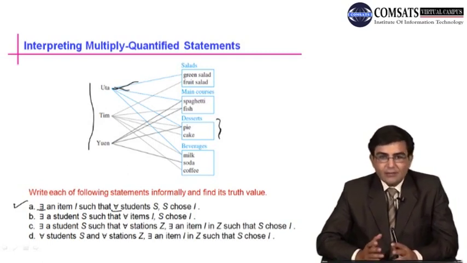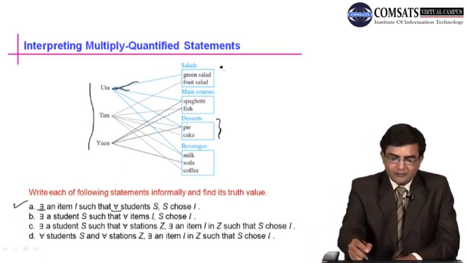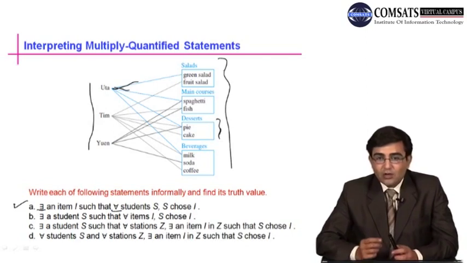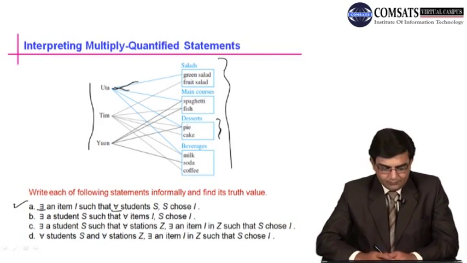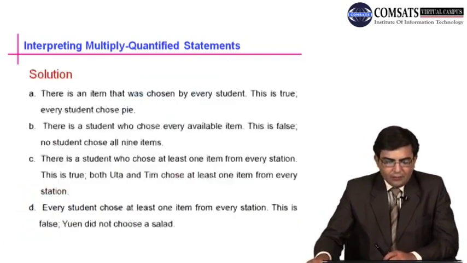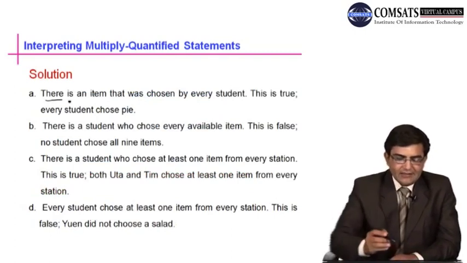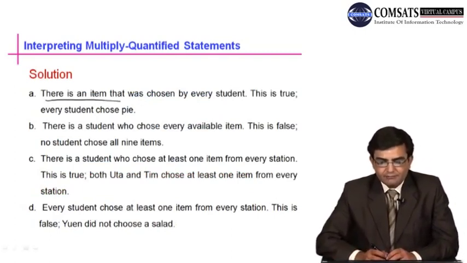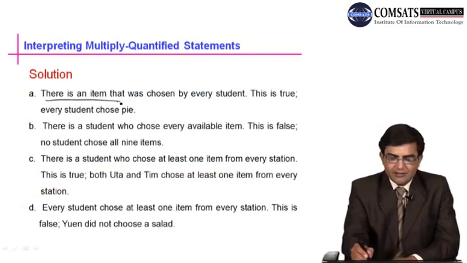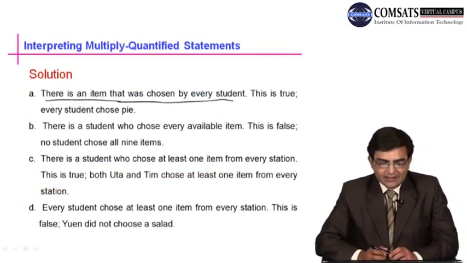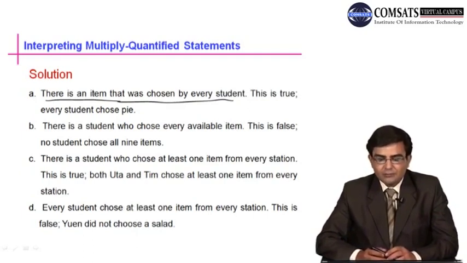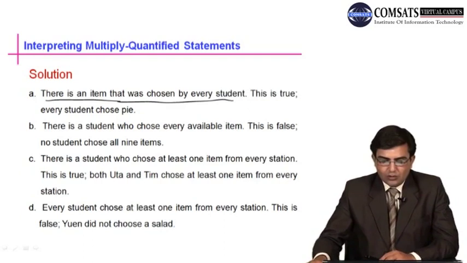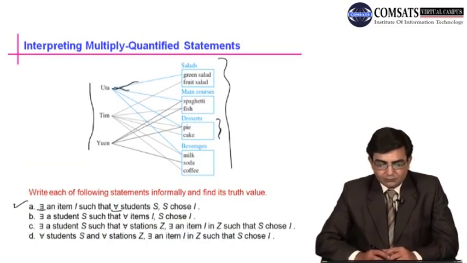There is an item I, meaning from all of these items there is one special item such that all students choose that item. In informal language we can write it as: there is an item that was chosen by every student. So now from the figure, we can see whether there is an item which is chosen by every student.